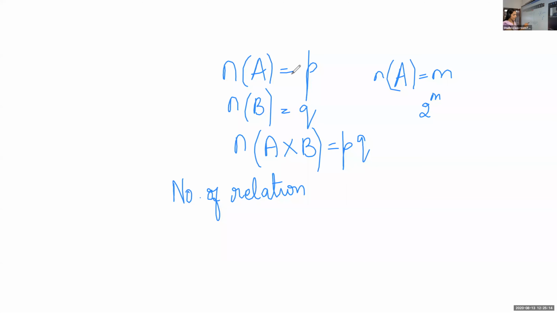Now, A cross B contains PQ elements. And we know that a relation is a subset of Cartesian product. So, how many relations can we define? So, number of relations from A to B is, what is the answer? 2 raised to PQ elements.